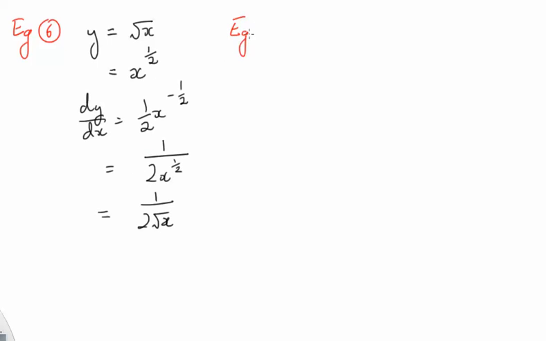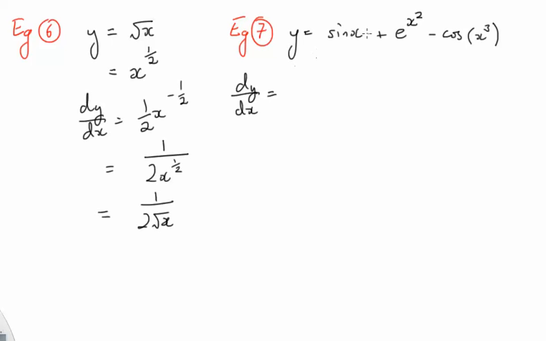Finally, I just want to do a hideous derivative example just to show you how you can combine them all. So let's say we have the function y equals sine of x plus e to the x squared minus cos of x cubed. Look at that, that's terrible. Well, the linearity property of the derivative says you just find the derivative of each part. So although it looks hideous, you can do it fine.